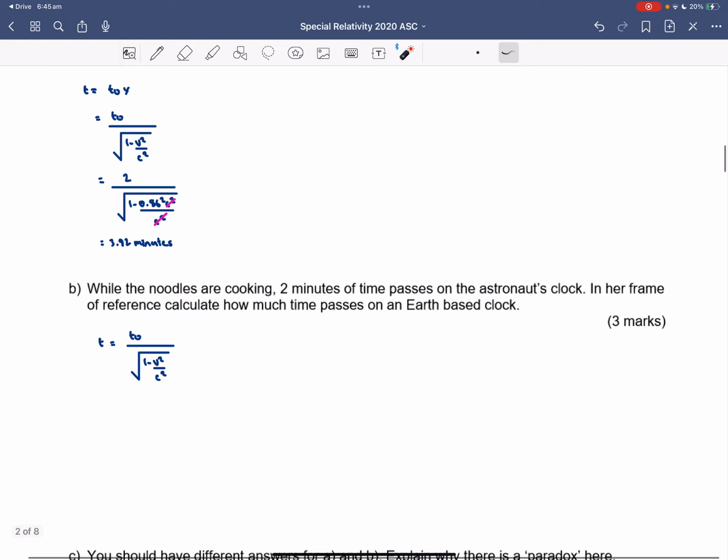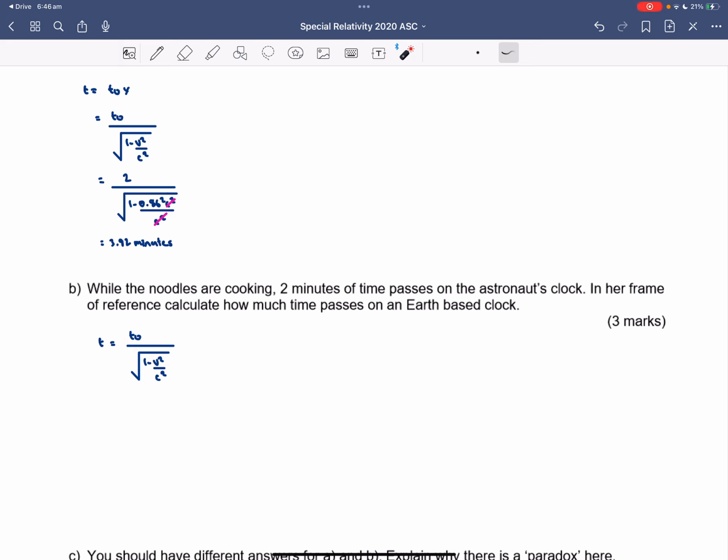So that's why a lot of people will get 3.92 minutes, because what they'll tell themselves is the proper time is 2 minutes. They'll also say that the velocity of the Earth with respect to them is 0.86 c, so then c squared crosses out, and then they'll get the same answer. But here's the thing you have to be really careful about.